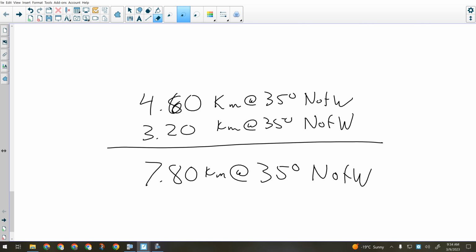Because they were collinear, I didn't actually use the angle to calculate the other number. Okay? This would have been like adding 4.6 kilometers north to 3.2 kilometers north. The north didn't really have any effect on anything. Okay? Neither did the 35 degrees north of west. It's an incredibly rare situation.